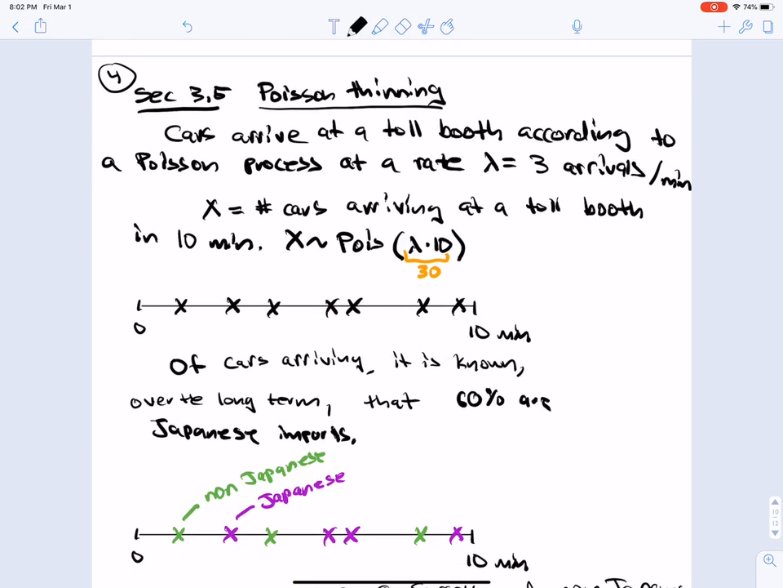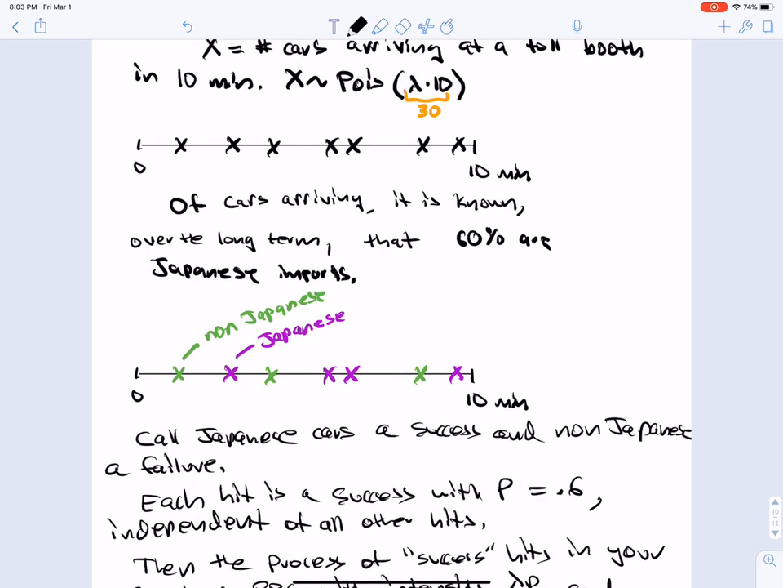Finally, just briefly, we talked about Poisson thinning. This is a fairly easy idea. Say that you have a Poisson process, which is cars arriving at a toll booth with a rate lambda of 3 arrivals per minute. Of the cars arriving, 60% are Japanese imports. I've written the Japanese imports in purple and the non-Japanese imports in green. So not surprisingly, the Japanese imports and the non-Japanese imports are each separately Poisson processes with intensity rates p lambda for the Japanese and q lambda for the non-Japanese.